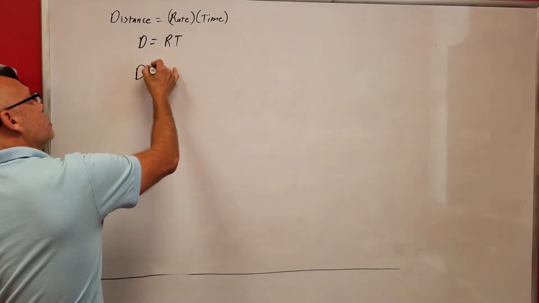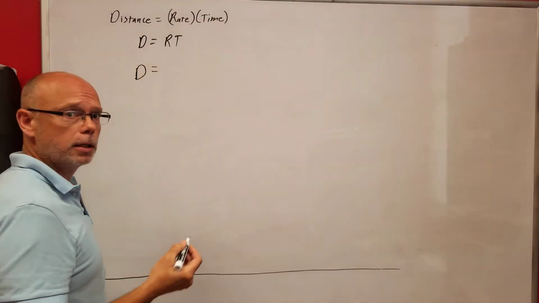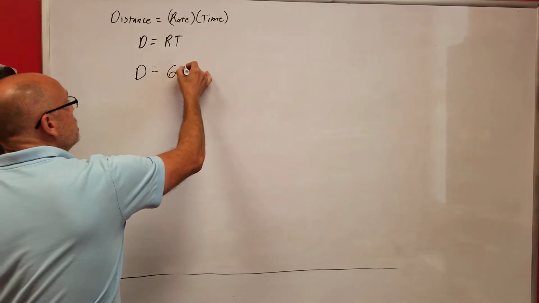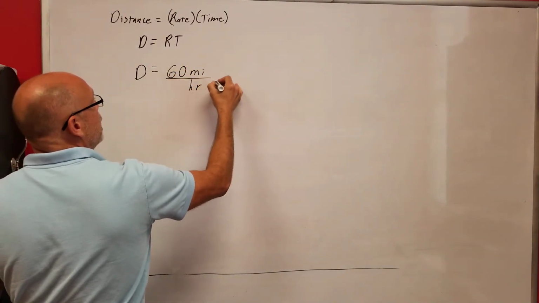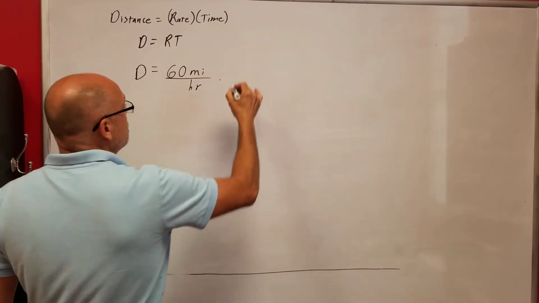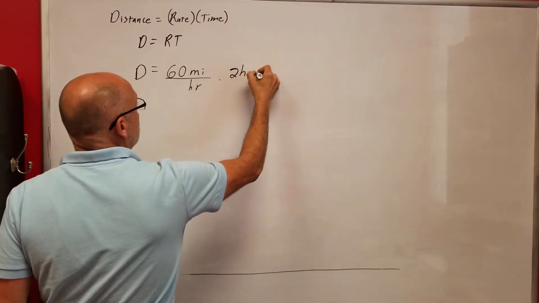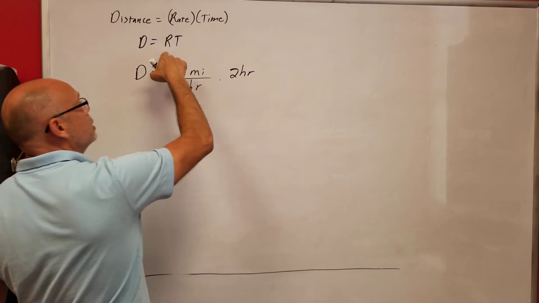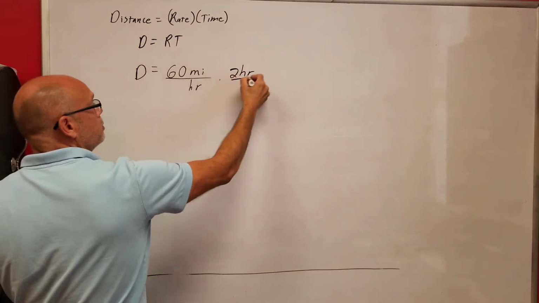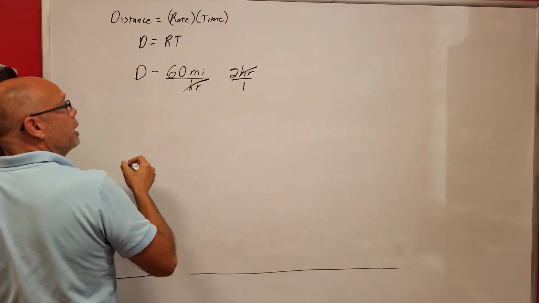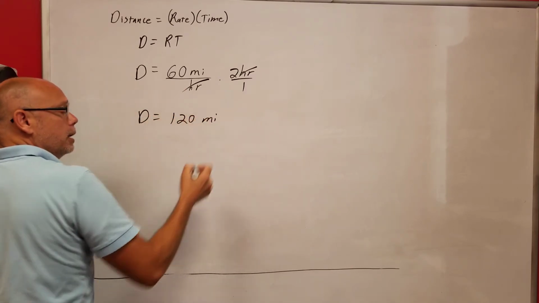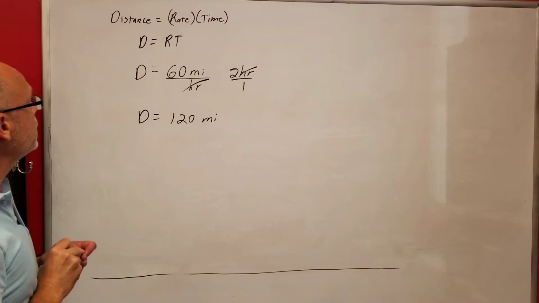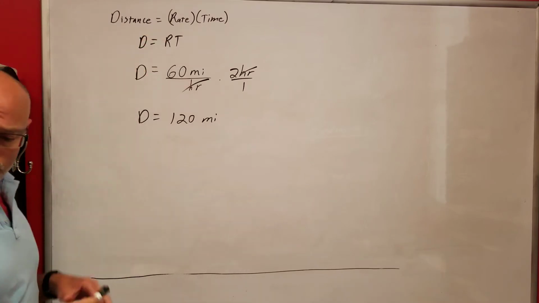We could say the distance the car traveled: it was traveling at a rate of 60 miles per hour times it was traveling for 2 hours. In other words, rate times time. Then the hours would divide out and distance would be 120 miles. So we're going to be using this formula in this section.